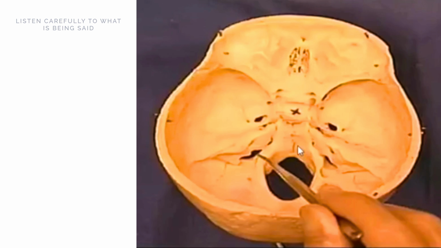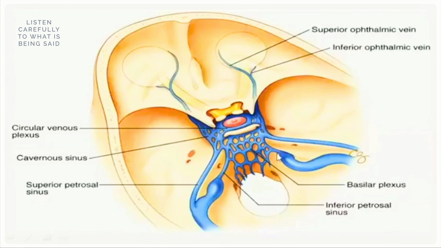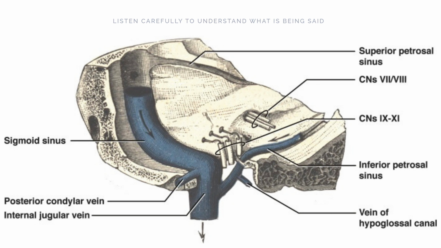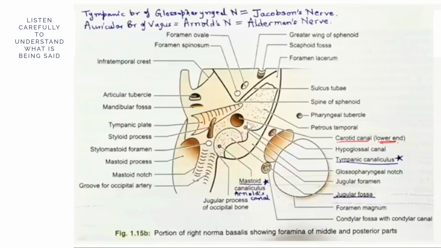While it traverses from this area over the clivus laterally to reach the jugular foramen, it actually grooves. So this glossopharyngeal nerve will groove the jugular tubercle to reach the jugular foramen. And one more thing: the inferior petrosal sinus actually separates. There were 3 nerves in this jugular foramen, 9th, 10th, and 11th. So the 9th nerve is separated from the 10th and 11th nerves because of the inferior petrosal sinus. Remember that.